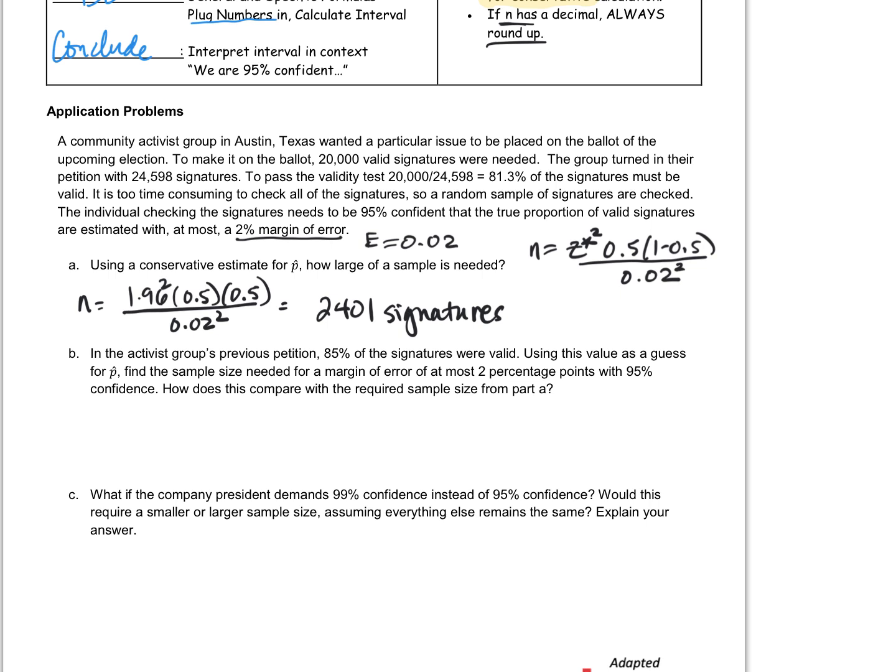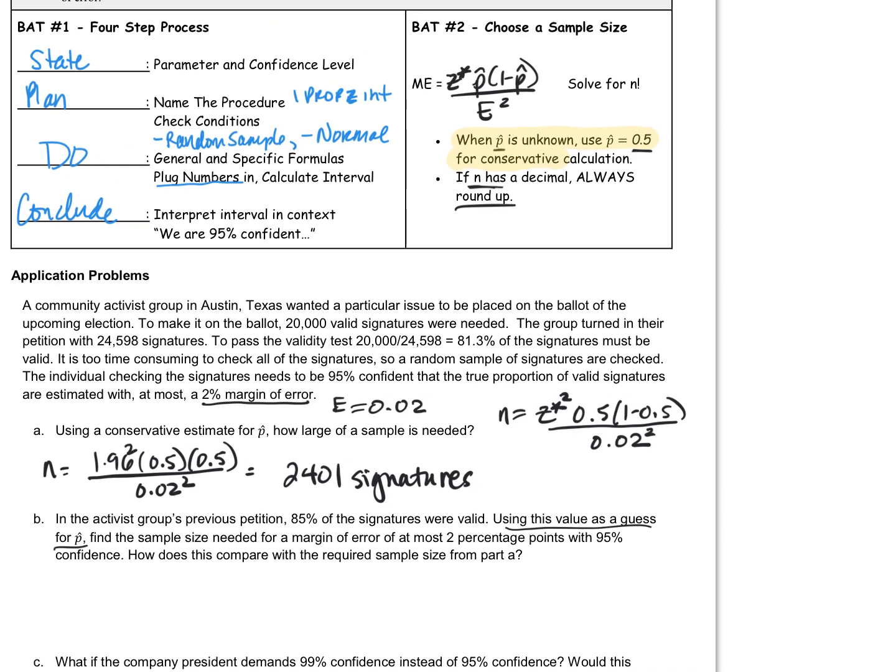In the activist group's previous petition, 85% of the signatures were valid. Using this valid as a guess for p hat, so that means we're not going to use the conservative estimate anymore. Find the sample size needed for a margin of error of at most 2 percentage points with 95% confidence. How does this compare with the required sample from part A?